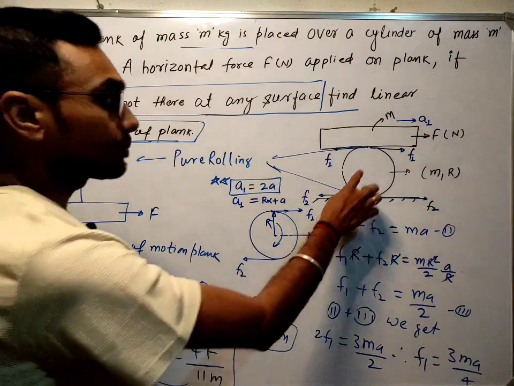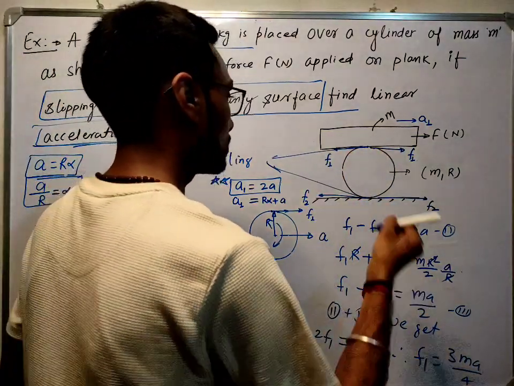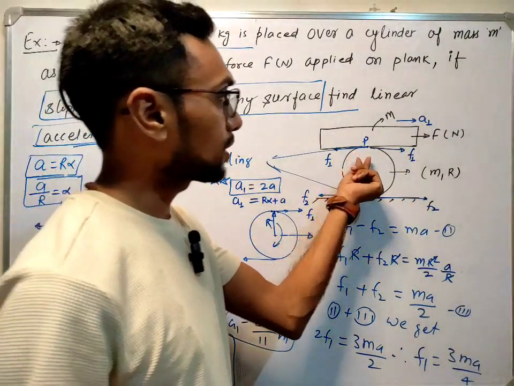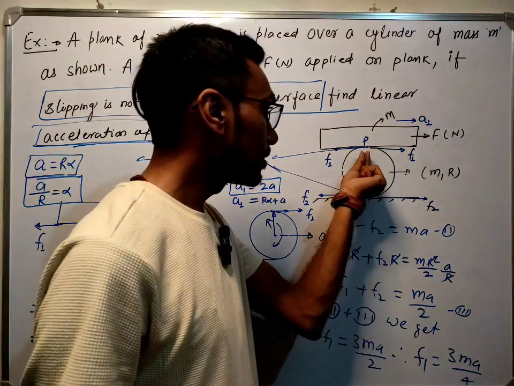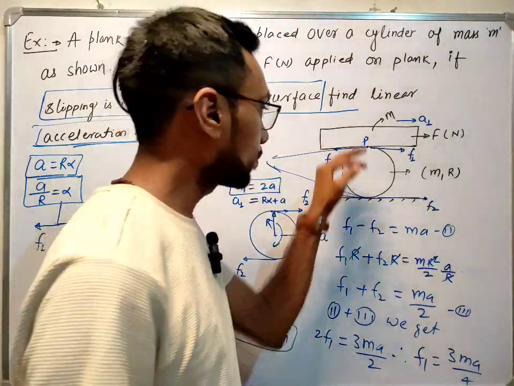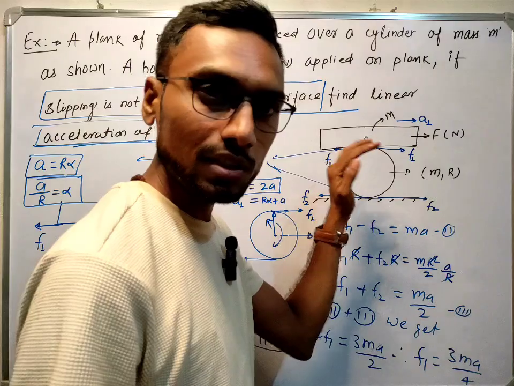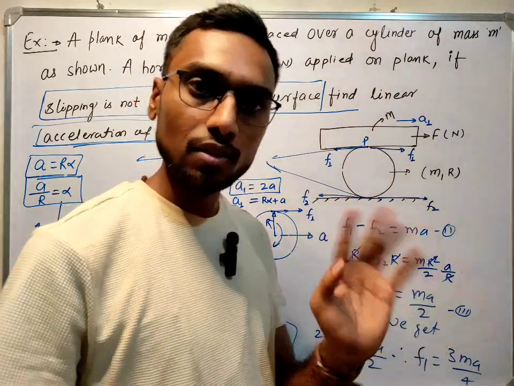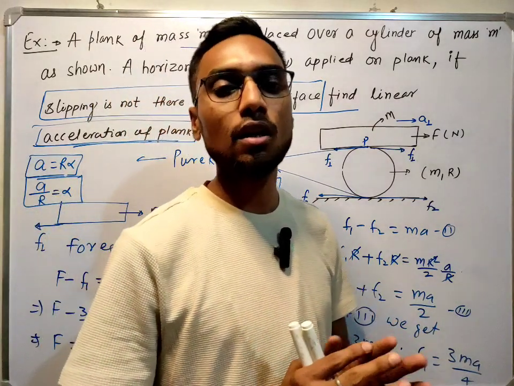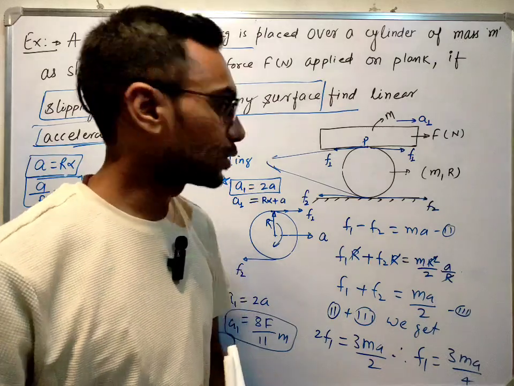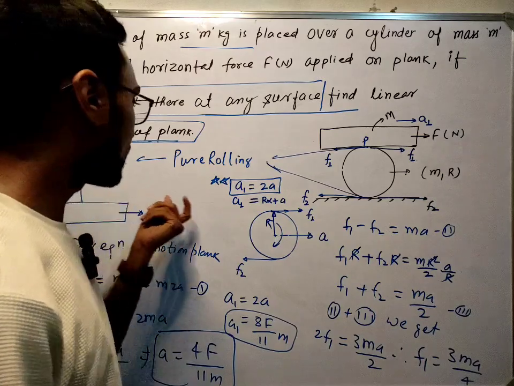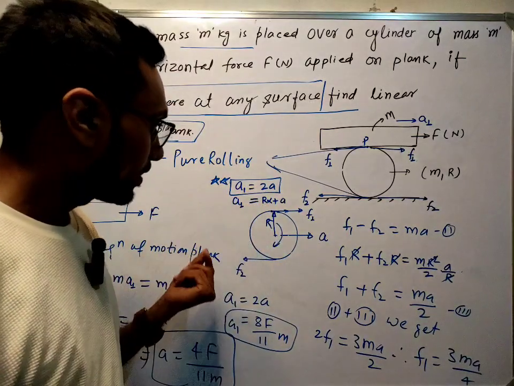Now at the topmost point, let's suppose this point is P. If the acceleration of the topmost point of the cylinder is A1, then the plank is also moving with acceleration A1, because both are in contact, so their velocity should be the same. For pure rolling, we have studied in the previous lecture, the velocity of the contact point must be the same. This is the necessary condition for pure rolling. So by this relation we can write A1 equals 2a.